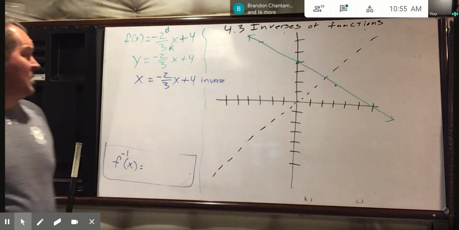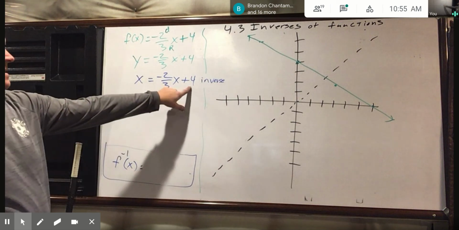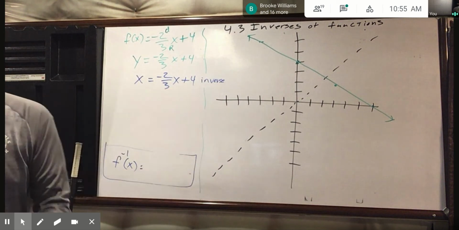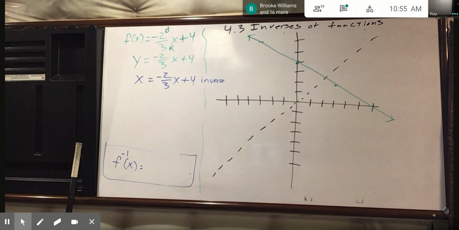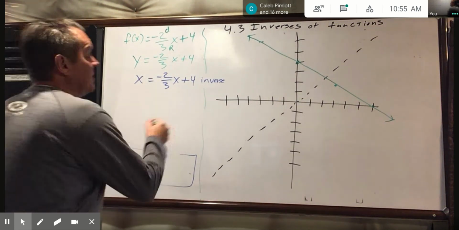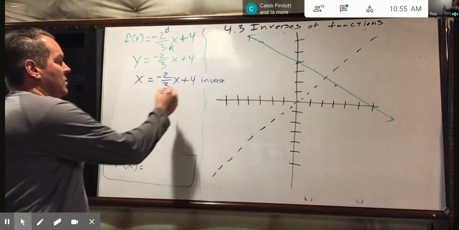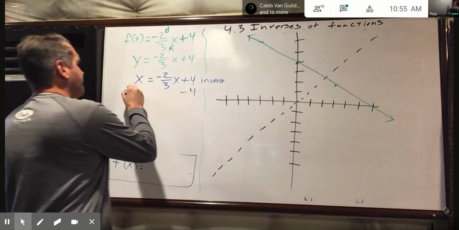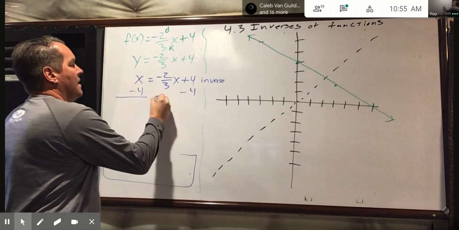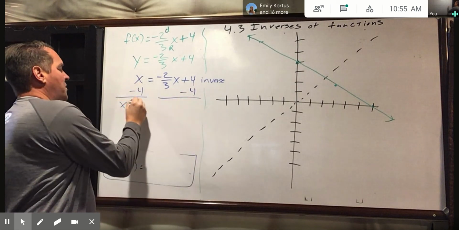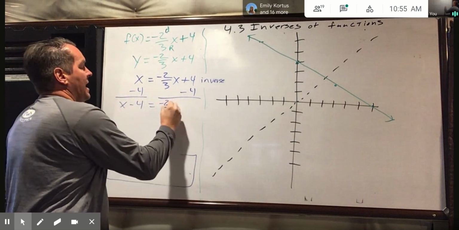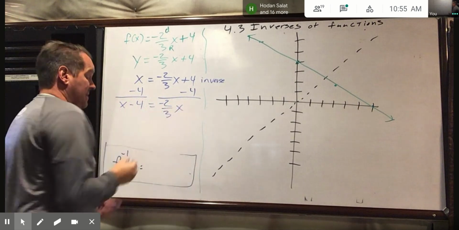All right. First step is pretty simple, pretty basic. What do we do to get rid of a plus 4? Subtract 4. Yep, we'll subtract 4 from both sides. I will get x minus 4, and I have negative 2/3 y.